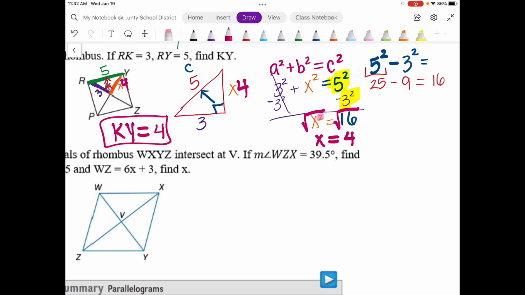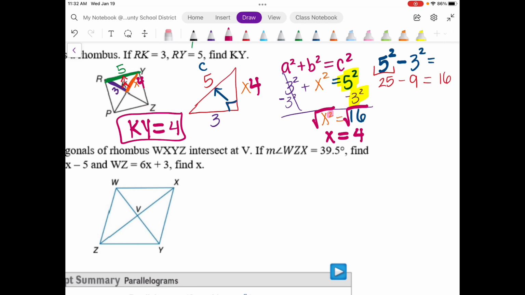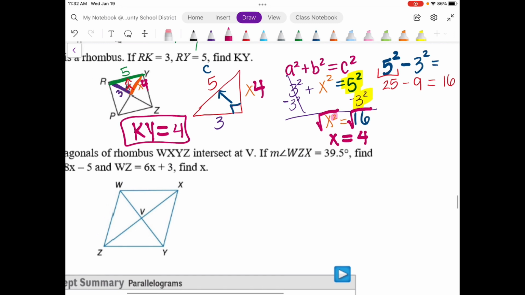So this is one of the more difficult problems. And again, I'm able to use the Pythagorean theorem because these diagonals intersected in the middle at a 90-degree angle. And I can use the Pythagorean theorem anytime I'm dealing with a 90-degree angle. That's how I'm finding the missing sides.